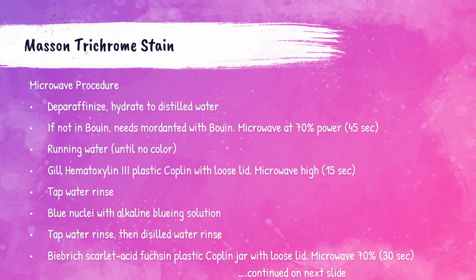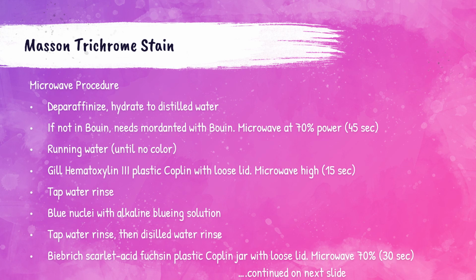The next step is to blue the nuclei with alkaline bluing solution, followed by a tap water rinse, then a distilled water rinse. And after these two rinses, the sections need to be placed in Biebrich scarlet acid fuchsin in a plastic Copeland jar with a loose lid. The Copeland jar and contents are then microwaved at 70% power for 30 seconds. After this step, the tissue sections need to be rinsed in distilled water.